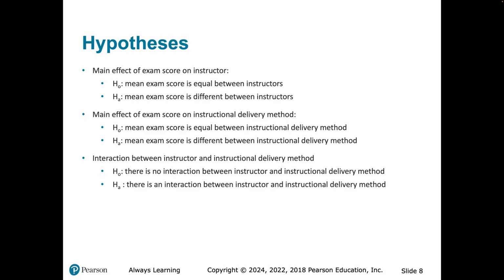So the interaction, we'll get a p-value for it as well. The null is that there's no interaction between instructor and instructional delivery method. So for instructors A and B, neither one of these instructional delivery methods works a lot better or a lot worse than the others. Of course, the alternative is there is an interaction between instructor and instructional delivery method.